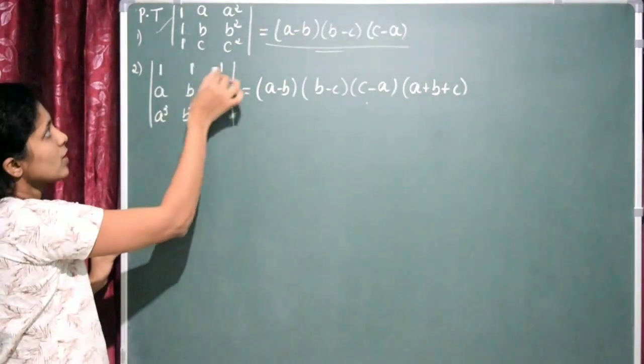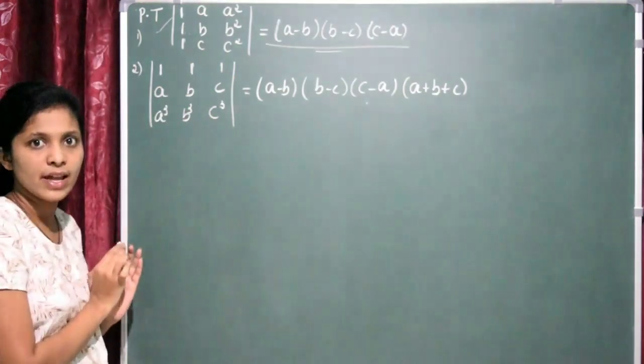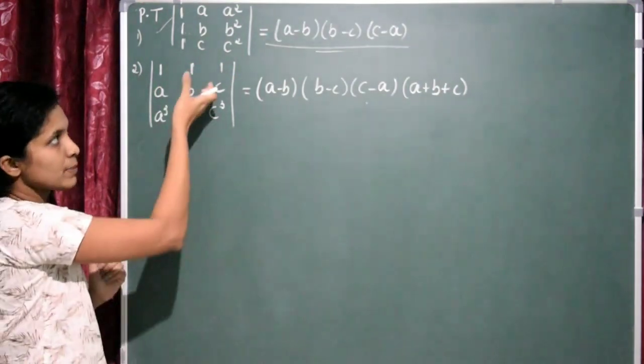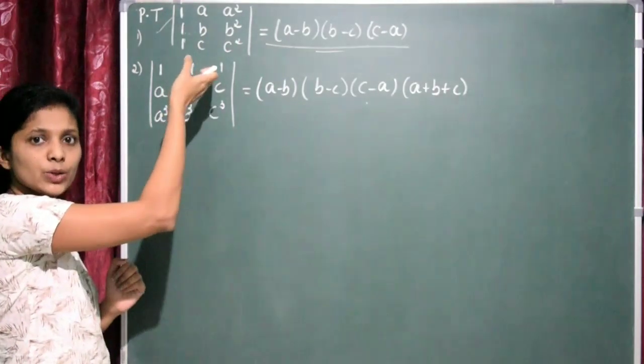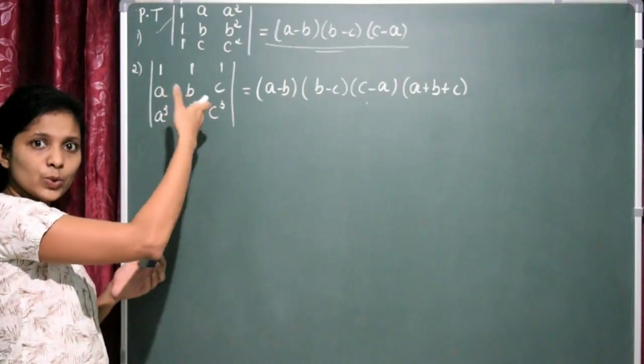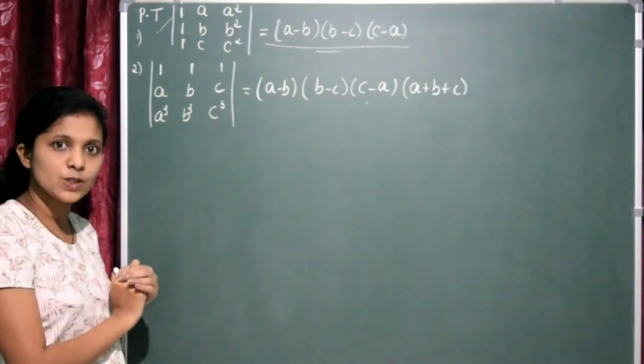Now see here, the first row is 1, 1, 1 is there. Now I have to give the operation along the column, right? If you are not comfortable in the column operation, what you can do? Here you can find the transpose of this matrix. Okay, you know that determinant of A and A transpose will be same.